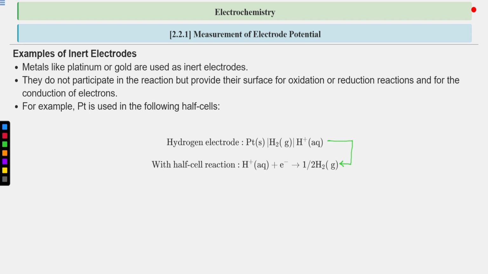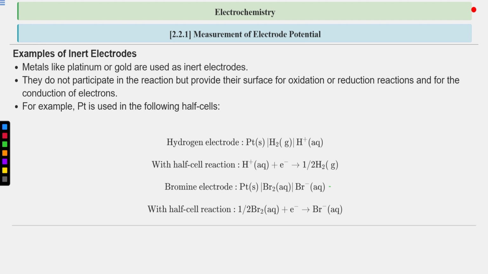The bromine electrode, where we use platinum, Br2 in the aqueous form and Br negative in the aqueous form. This is a bromine electrode where we are using the platinum surface or the platinum rod. It is associated with the half cell reaction, half of Br2 gaining an electron and becoming the Br negative ion. So these are examples in which platinum is used in the half cells.